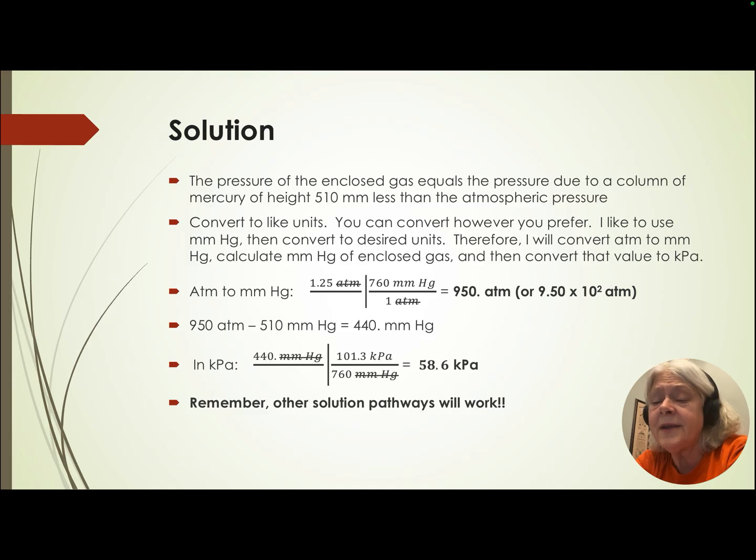My third bullet item, I'm converting my atmospheres that I was given as 1.25 to millimeters mercury. I've maintained my significant figures, as you can see. Next, my fourth bullet item, I'm going to take my atmospheric pressure and subtract my height difference to get 440 millimeters mercury. Finally, I'm going to convert millimeters mercury to kilopascals, and my final answer will be 58.6 kilopascals. Remember, other solution pathways will work. As long as you get 58.6 kilopascals, you've done the problem correctly.